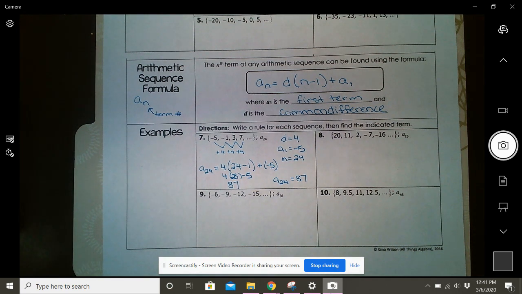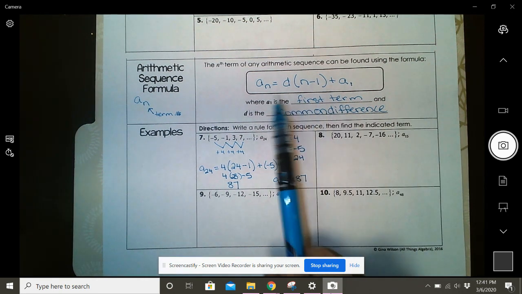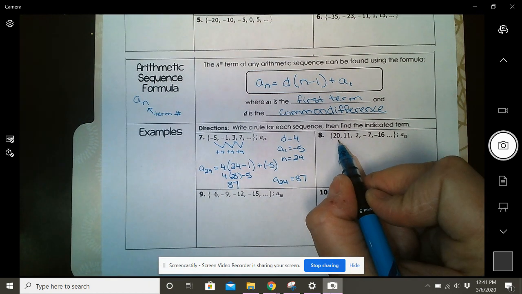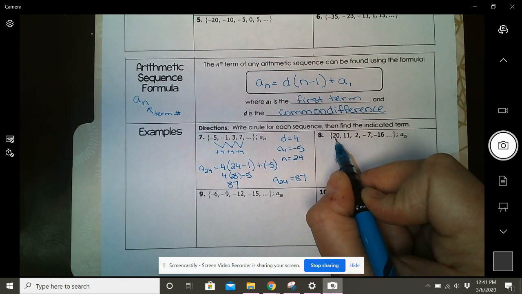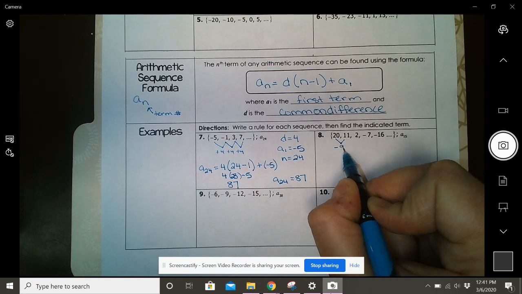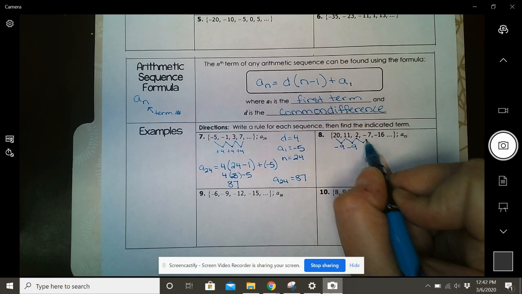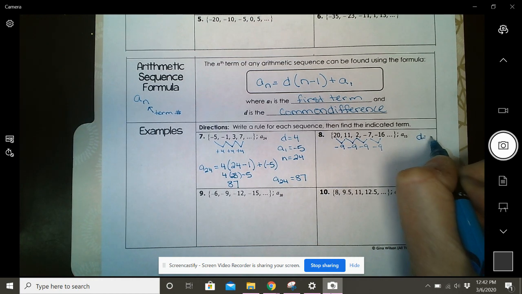Okay, let's try another one. First thing to do is to define what all the different parts of the formula are. So I'm going to find the common difference first. Obviously, I am subtracting because these numbers are getting smaller. So from 20 to 11, that's subtracting 9. From 11 to 2, that's subtracting 9, and so on and so on. So it's clear to me that my common difference is minus 9.